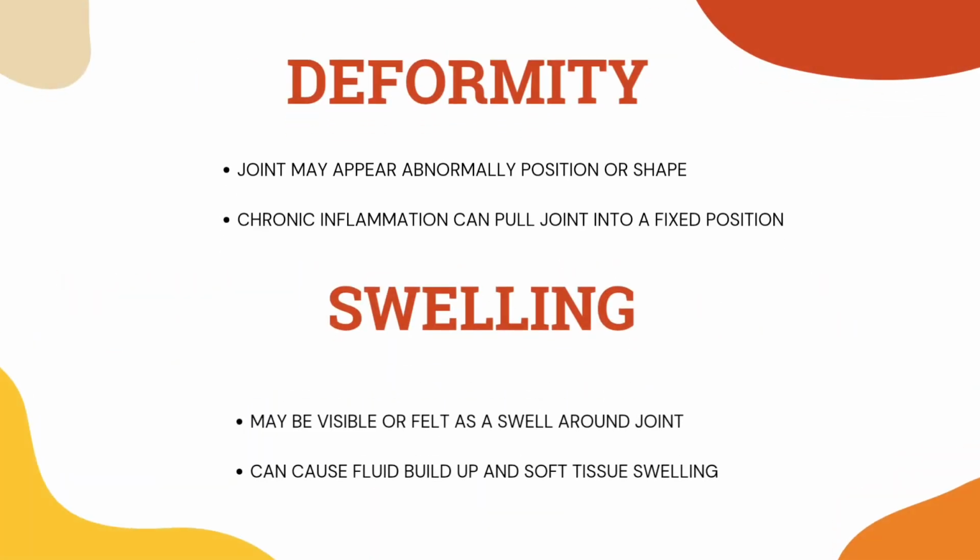The third one is deformity. The joint may appear abnormally positioned or shaped. It occurs when chronic inflammation or scarring pulls the joint into a fixed position. If bone fuses in a wrong way, it can cause visible deformity.